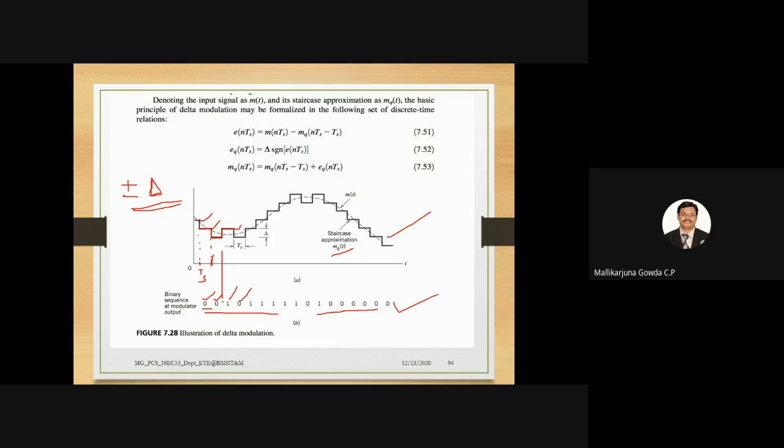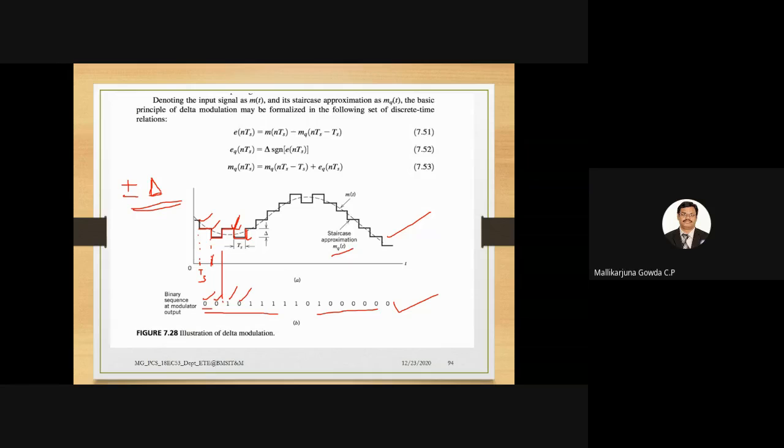At this point of time, the approximated signal is greater than the analog input signal. Hence, it will be decremented by delta, and that value will be there till the next sampling interval. Again, at this point of time, the approximated signal is less than the analog input signal. Hence, it will be incremented by delta. Hope this point is clear. So when it will be incremented by delta, when it will be decremented by delta. If you understand that, then you will be able to write the explanation of this delta modulation.